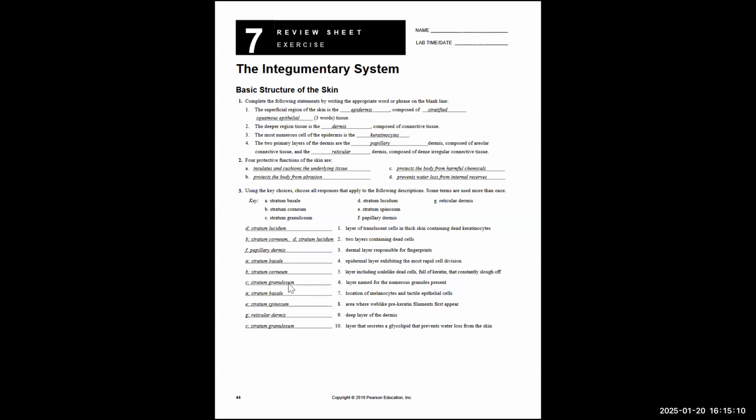6, the layer named for the numerous granules present. Granules, okay? Stratum granulosum. 7, location of the melanocytes and tactile epithelial cells. Melanocytes is the darker brown coloring. Cyte means cell. This is the stratum basale. 8, area in which the web-like pre-keratin filaments first occur. This is going to be the stratum spinosum.